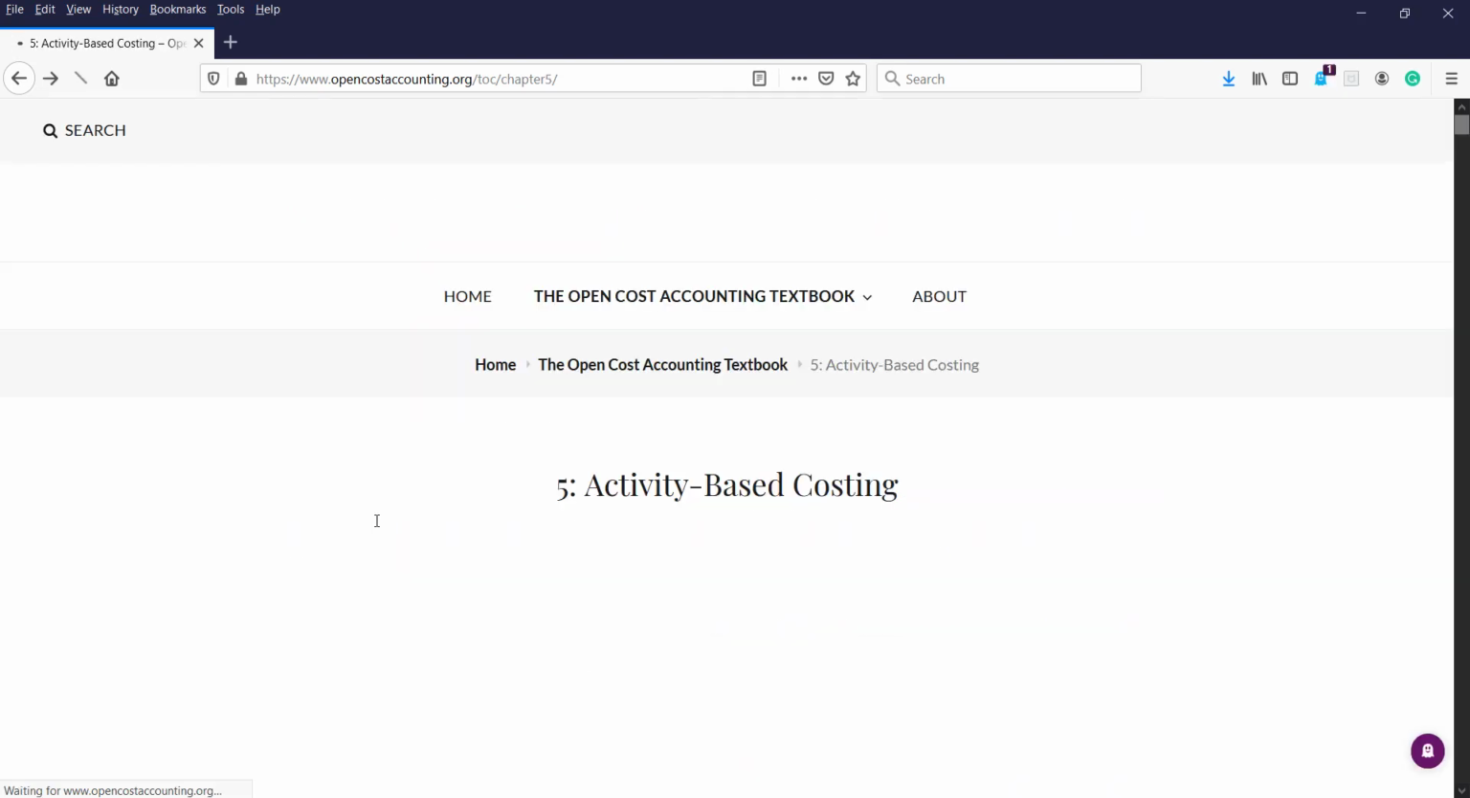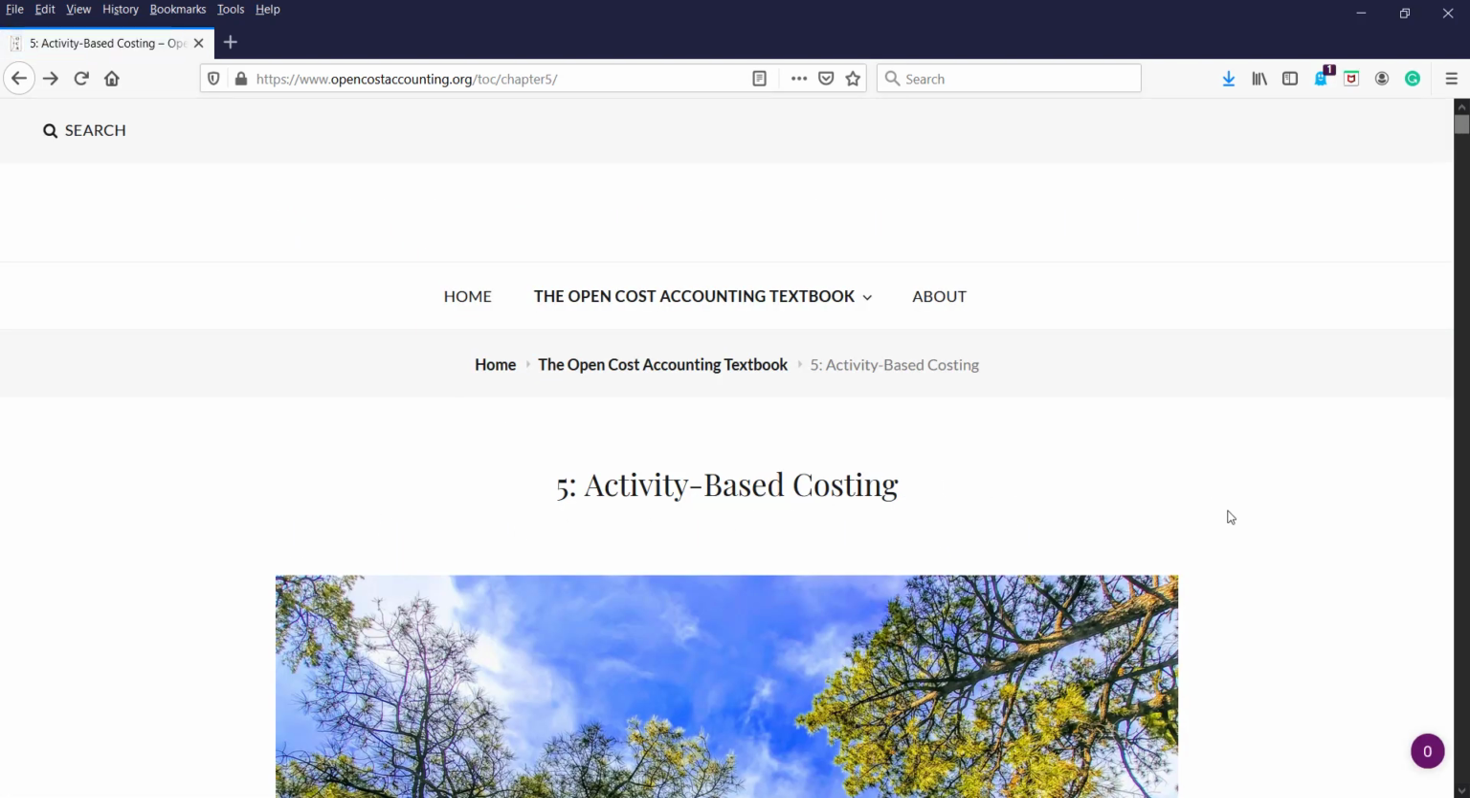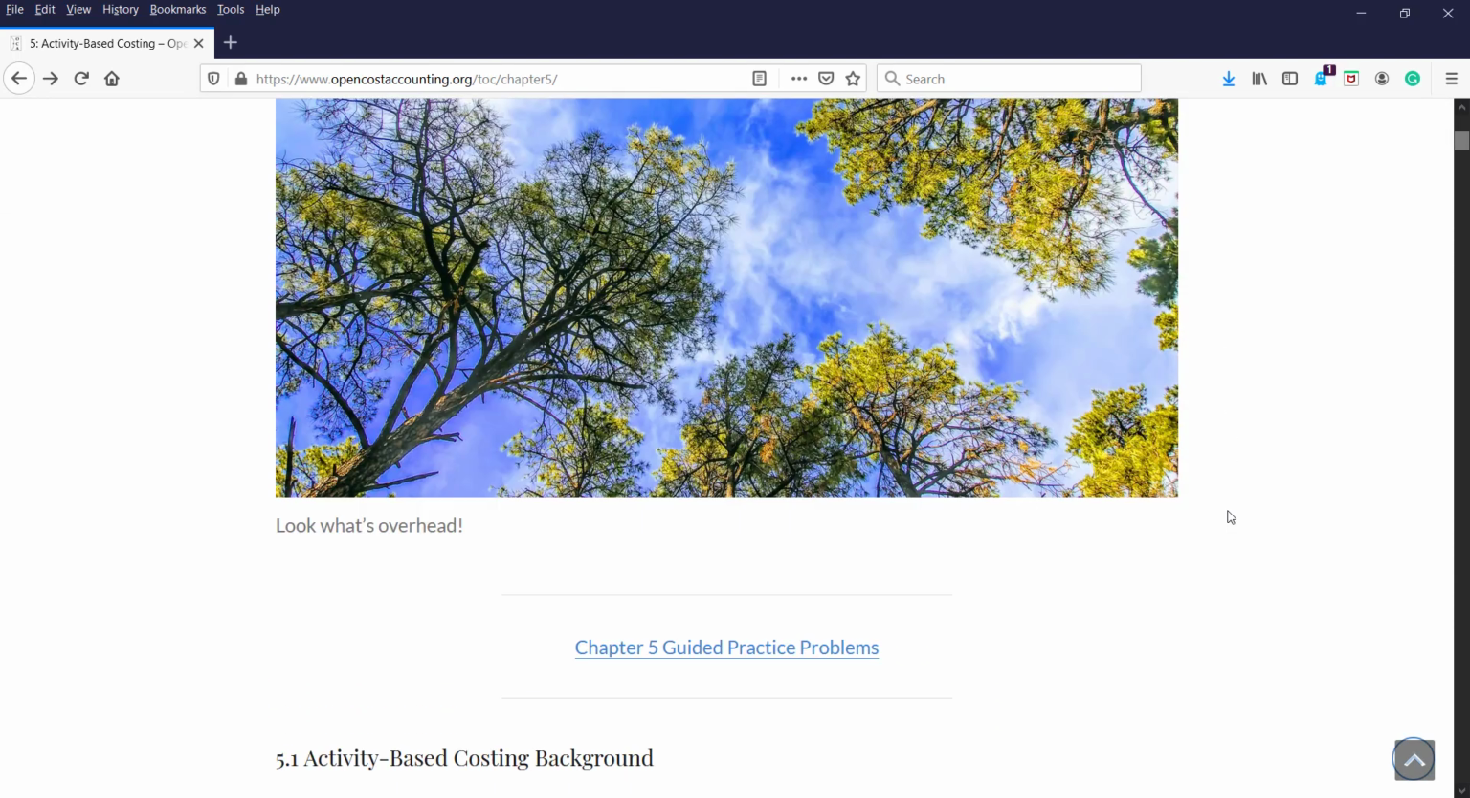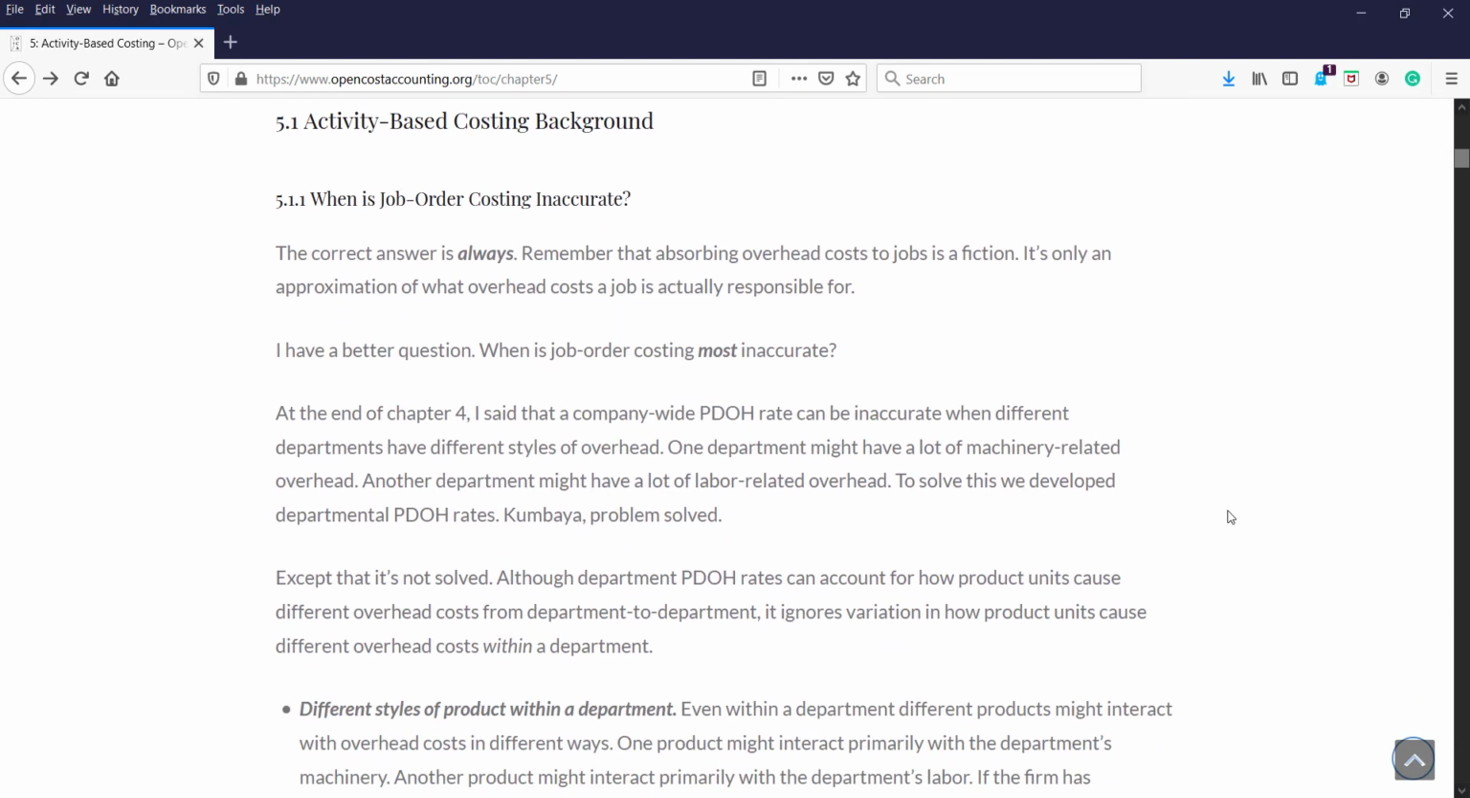So now we'll go back to Chapter 5 and start talking about activity-based costing. And I like framing this as an extension of job order costing. Even though theoretically you can use activity-based costing with process costing, which Chapter 6 will go over, you could theoretically use it on a process level, on a department level. It loses some of its value when you do that. So the idea is we're trying to get beyond department level overhead rates.